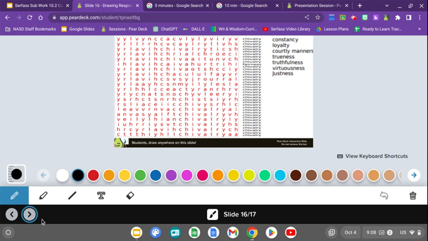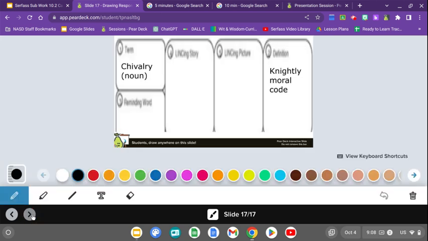Excellent. Hopefully you found them all or many. Final slide. Please repeat after me. Chivalry. Chivalry. Knightly moral code. Knightly moral code. Excellent. One of the last and one of the easiest ones I see in there is such a useful term, and it's the word high. How can I use the word high in knightly moral code?